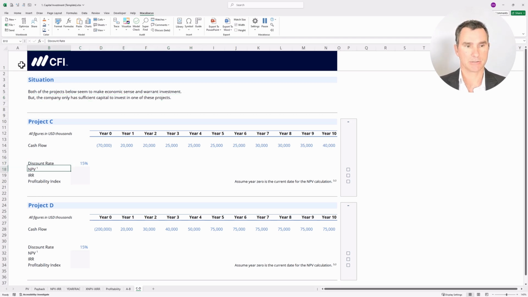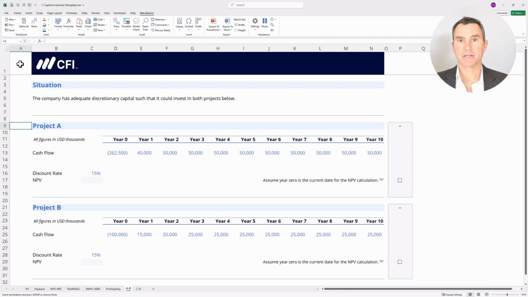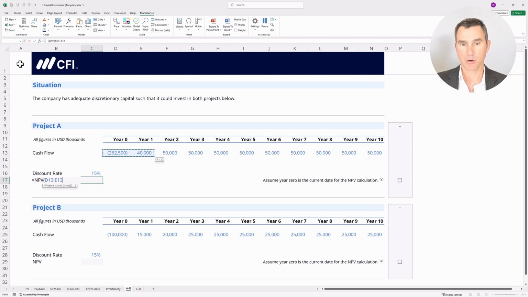We're going to ask you to do these calculations down here for these three metrics for both projects, and then answer some questions about them. Good luck. So let's start out, first of all, with project A. Relatively straightforward here. Remember, a very, very common mistake in this case would be to start the NPV function like this. Remember, we don't want to discount what's in year 0 at all. We want to start our discounting in year 1.